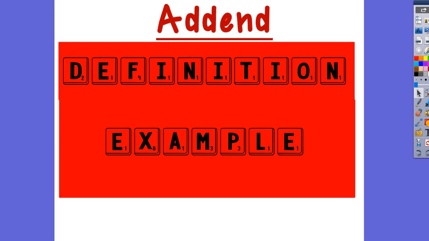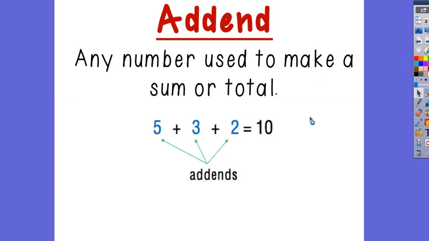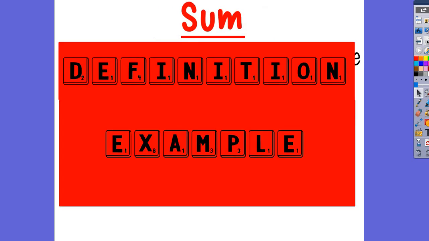All right, so first and foremost, we need to know our vocabulary. So first, we have addend. An addend is any number used to make a sum or a total. So in this case, if I have 5 plus 3 plus 2, 5, 3, and 2 would be my addends. Again, make sure you pause and write these down and write down your example before you move on to the next one.